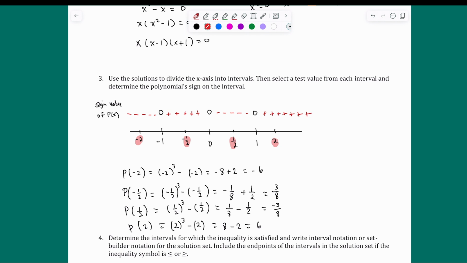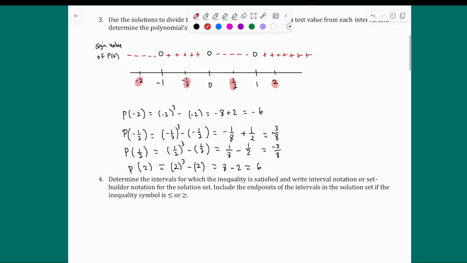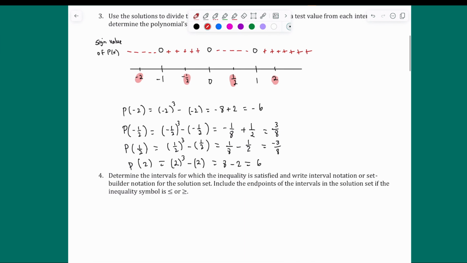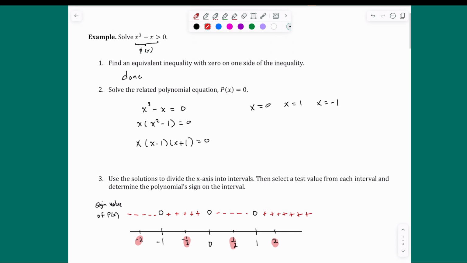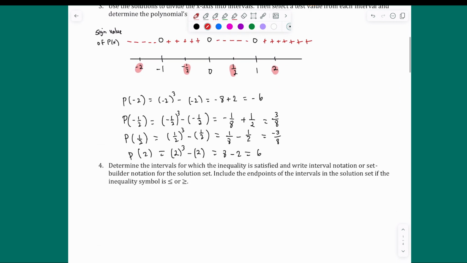Now the next step is to determine the intervals for which the inequality is satisfied, and write interval notation or set builder notation for the solution set. Include the endpoints of the intervals in the solution set if the inequality symbol is less than or equal or greater than or equal. We don't have to worry about that here because it's strict; we were interested in solving x cubed minus x is greater than 0.